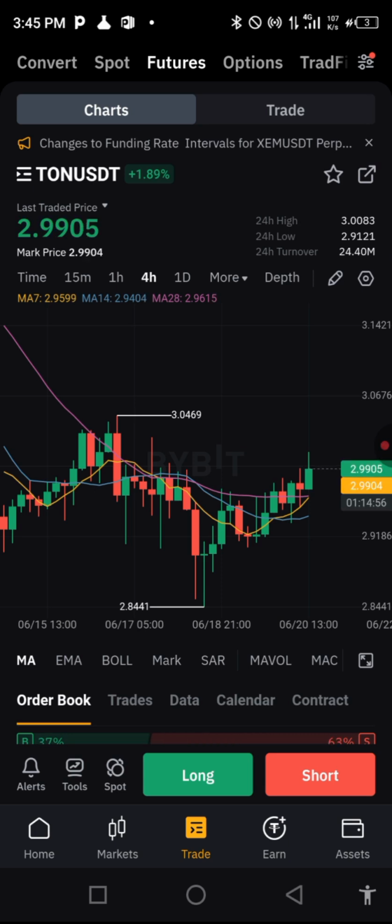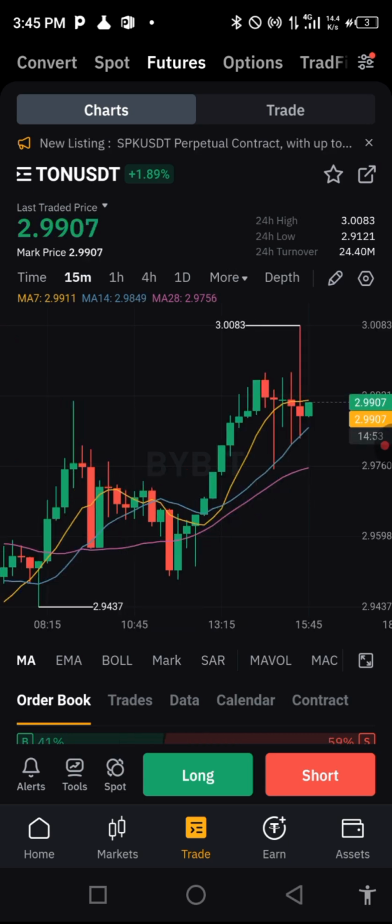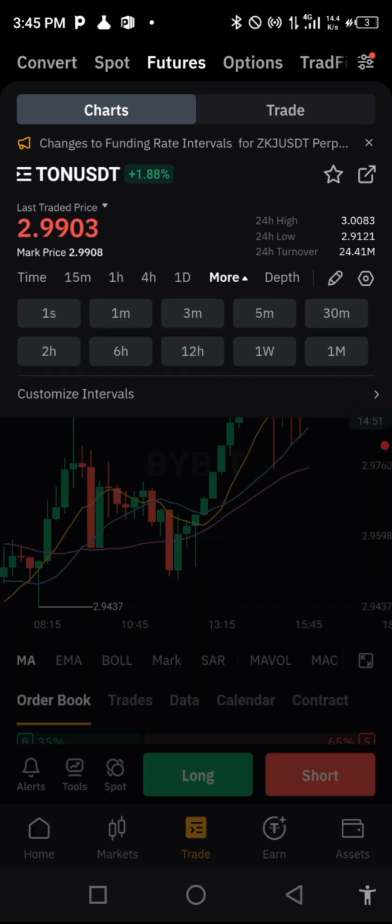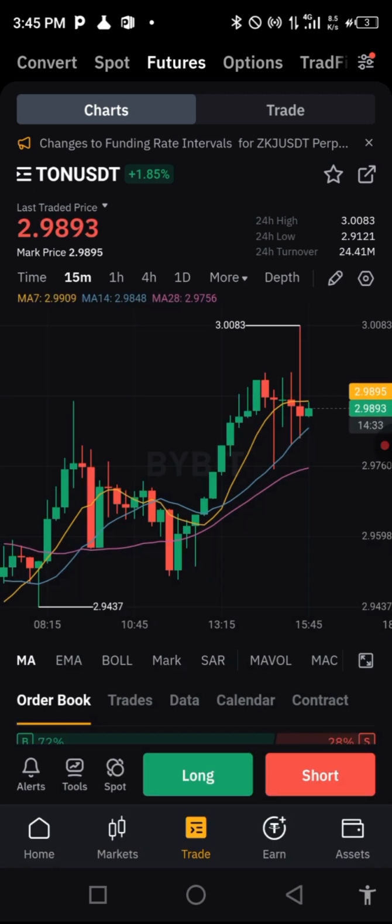I want to believe that's taken, and if you want to see more, just click more. Once you click more, you see other ones. You can see 1 second, 1 minute, 3 minutes, 5 minutes, 30 minutes, you can even see 1 week and 1 month. It depends on whichever one is okay for you to use and trade. For me, I like using the 15-minute time frame. I like using 1 hour and 4 hours to do my analysis and place my trade.